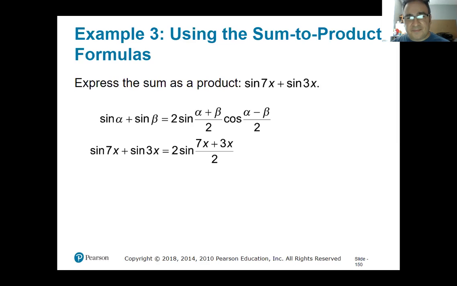And then, oh wait, that's cosine. So cosine of 7x plus 3x over 2. Not plus, but minus. Oh, minus, okay. Minus 3x over 2, right? So your alpha is 7x and your beta is 3x. That's all you're replacing, right? And from here, it's just a matter of simplifying.